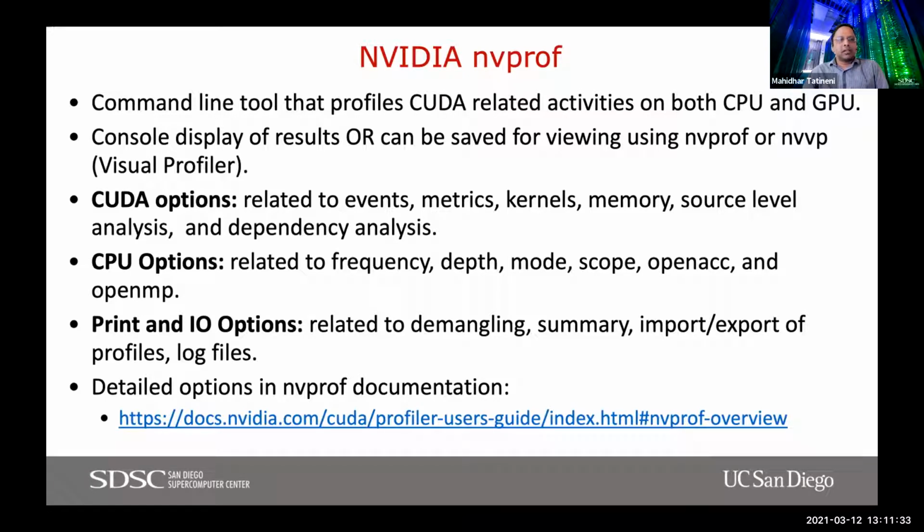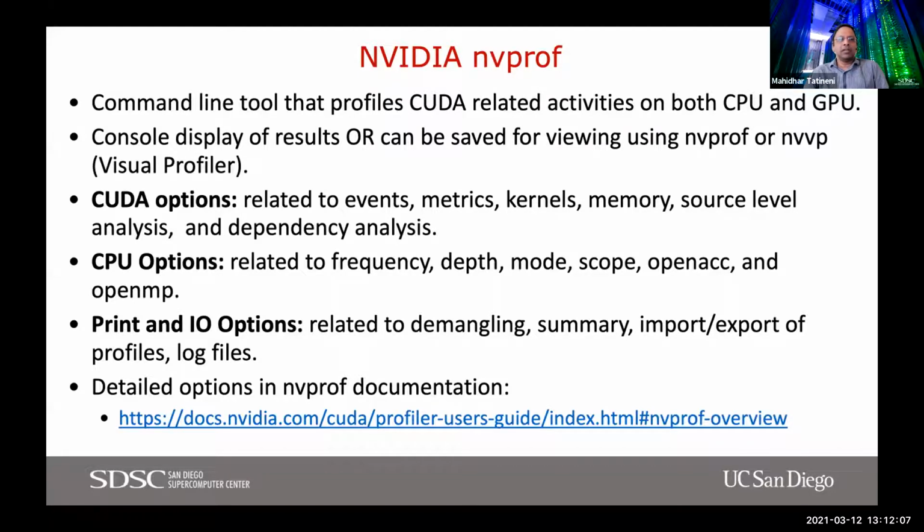There's also CPU options, which relate to how deep you want to look at your code on the CPU side. You can basically modify the scope of what you want to look at, and also look at OpenACC and OpenMP. And it's a nice thing to have both of these, CPU and CUDA pieces, integrated into the same tool, because I can look at both the API calls from the CPU side and then what happens on the CUDA side.